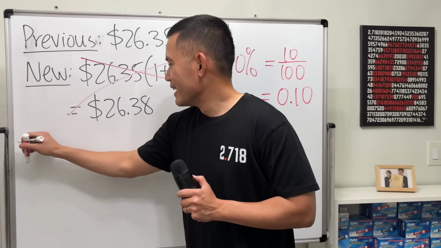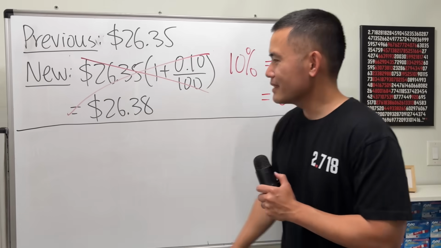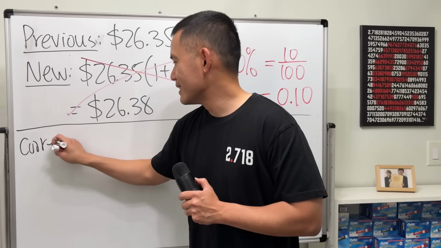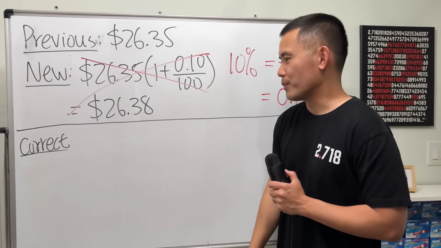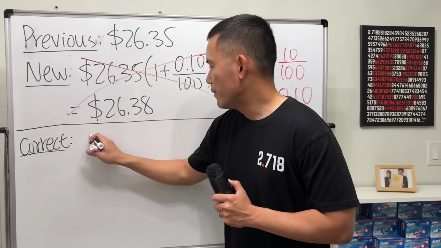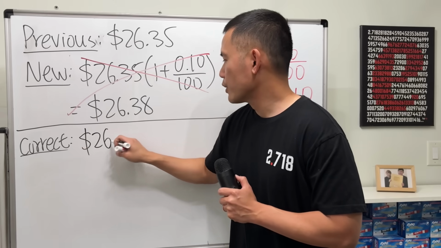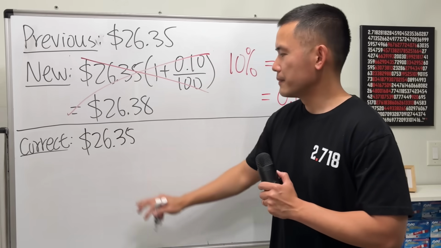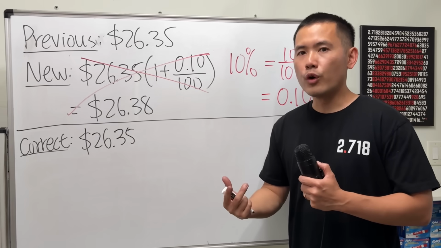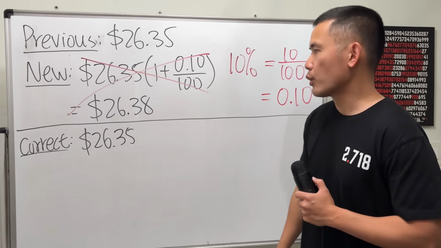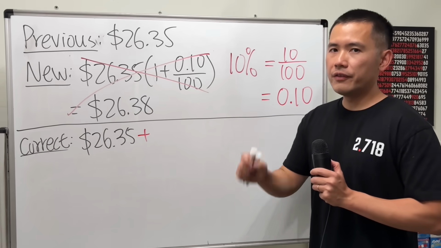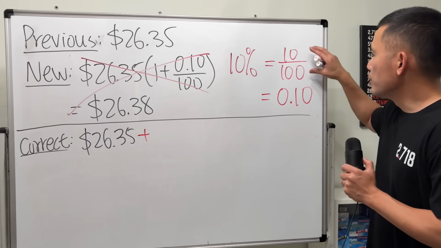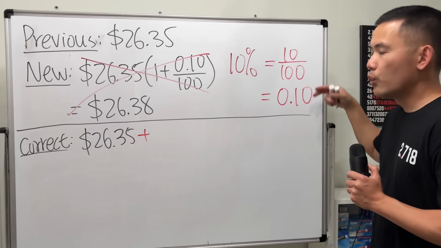So let's see the actual amount for this right here. All right. Here we go. This is the correct way to do it. And by the way though, how did they come up with this formula? Let's also talk about that. So first, we start with the original, 26.35. Now we are going to make more, right? 10% more of the original. So we are going to add 10% of the original.